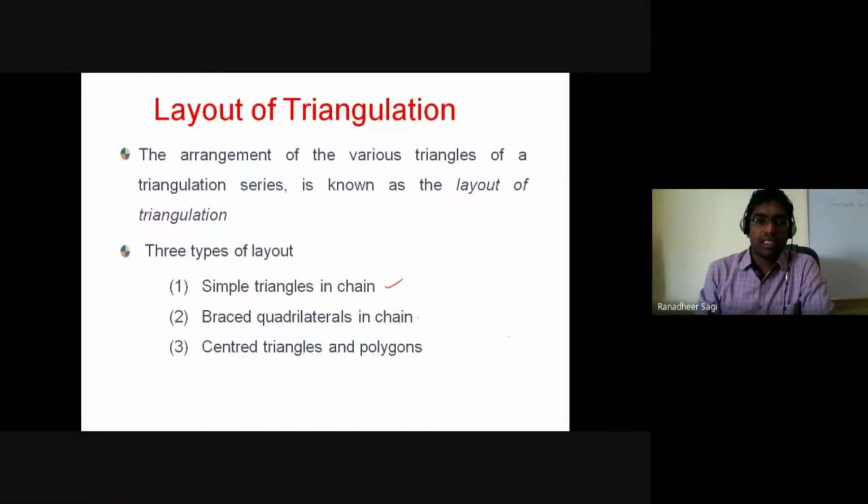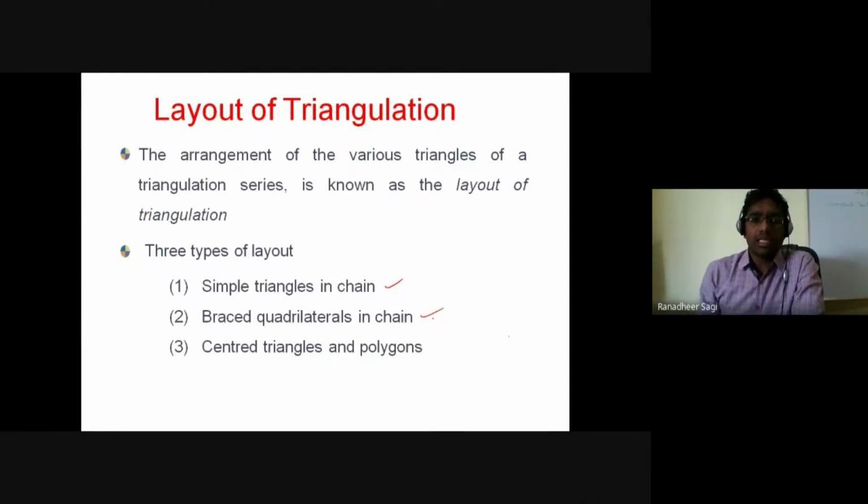And the other is braced quadrilaterals. So we are going to have quadrilaterals which are braced. Braced in the sense you'll have diagonals existing in those quadrilaterals in the form of a chain arrangement. One quadrilateral, next quadrilateral, next quadrilateral, and so on. So each quadrilateral is braced. That is what we call braced quadrilateral in a chain form.